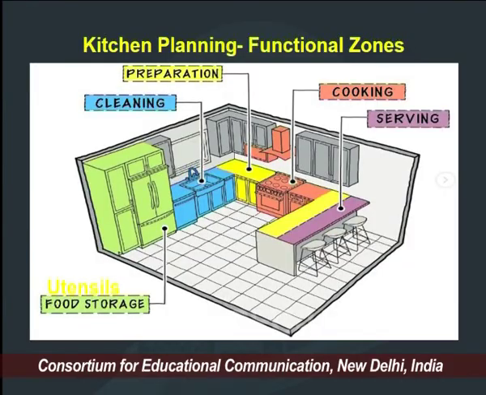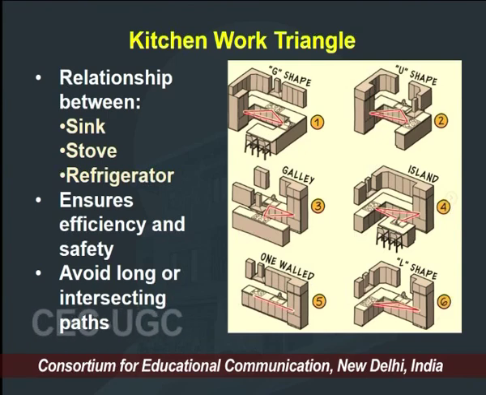Coming up to the next aspect of planning, which is very important and the heart of any residence, which is the kitchen. So, kitchen planning has majorly zones which are preparation zone, cooking zone, serving zone, cleaning area for the utensils and the storage areas for utensils and the food items. So, kitchen designing basically works on one key parameter, which is the kitchen work triangle. Kitchen work triangle is the relationship between sink, stove and refrigerator.